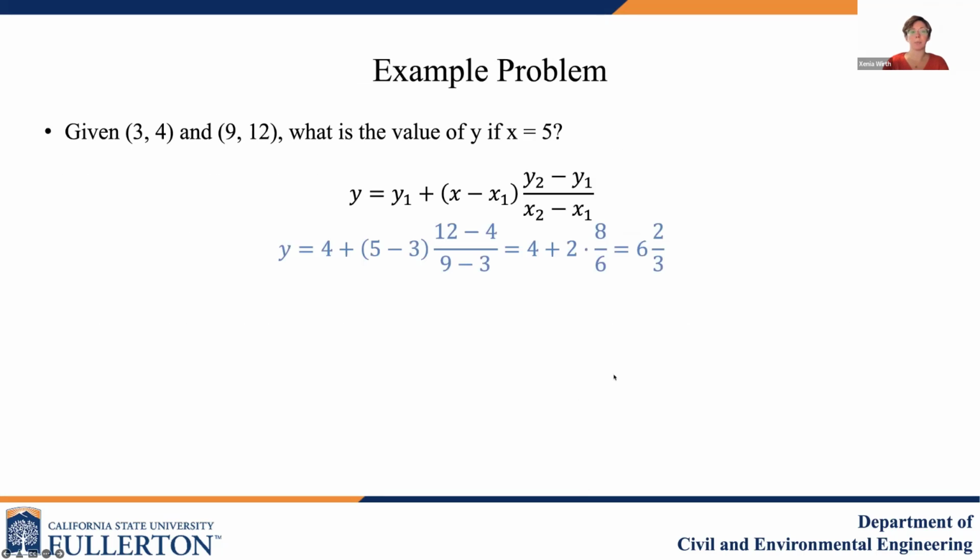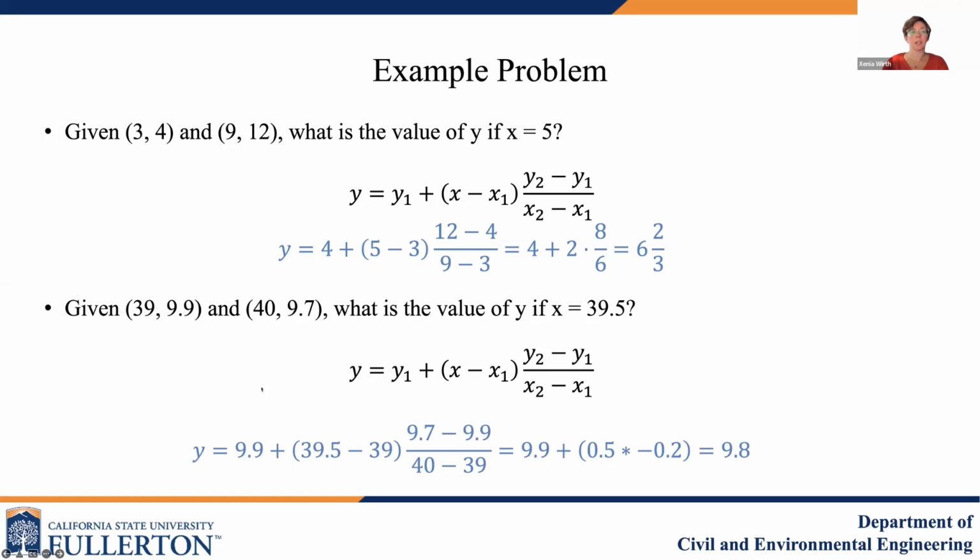So let's look at an example problem here. You're given two sets of data, a 3 and a 4, and a 9 and a 12. So x1, y1, x2, y2. What is the value of y if x is equal to 5? You don't have x is equal to 5 in here, but it's somewhere between 3 and 9. So I plug what I know into the formula. y1 is 4, y2 is 12, x1 is 3, x2 is 9, and the value in the middle for x is 5. So I plug all of that in, and I find that y is equal to 6 2/3.